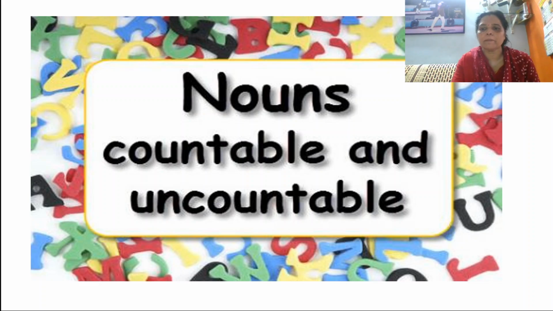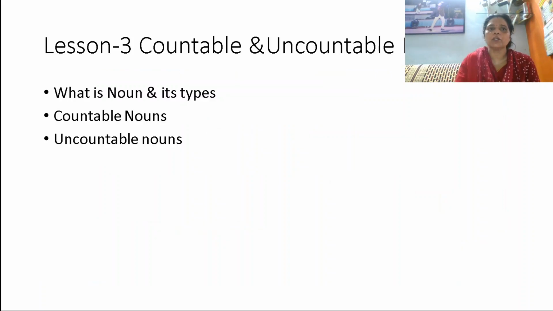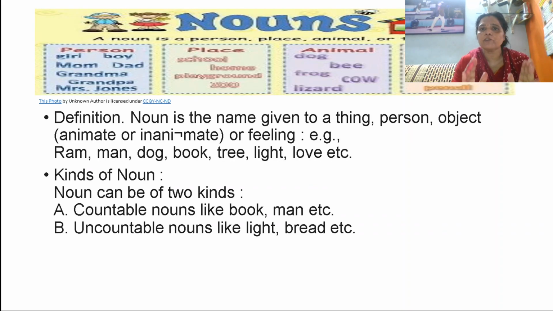It may be a thing, it may be a person, it may be animal, birds, it may be any feelings or all such things. All these naming words are called noun. So today we are going to learn about countable nouns and uncountable nouns. So noun is a name given to a thing, to a person, or to an object. It may be an animate object or inanimate object or any sort of feelings. Like for example, I can say Ram or man or dog, book, tree, light, love, hate, good, bad. These are all what? These are all nouns. So all such naming words are called noun.